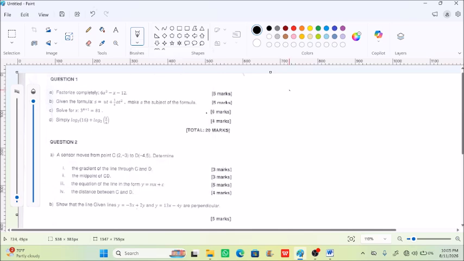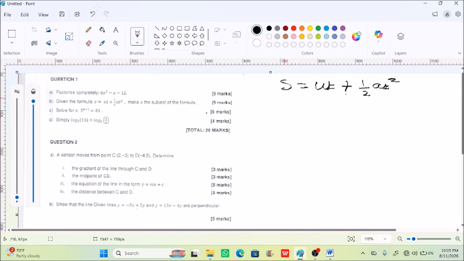Okay, so we have S equals ut plus 1 over 2 at squared, so our S there represents the distance. It doesn't matter because here we just have to make A the subject of the formula. So what do we do?